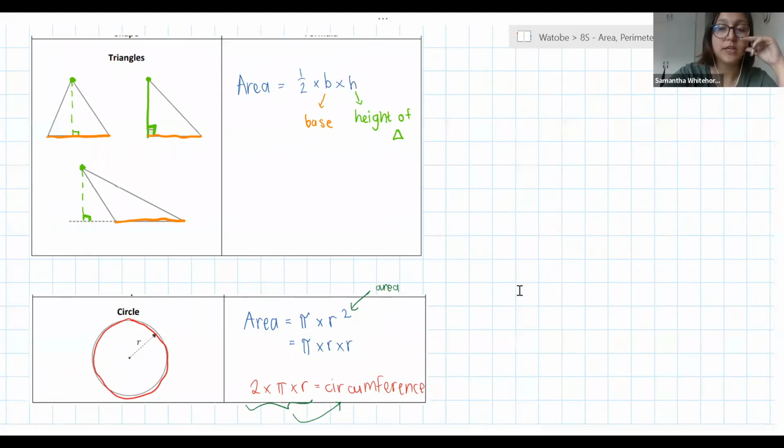Okay, so guys, very good question. Just because there's 2 r's there, I'm multiplying the 2 r's. So it ends up as r squared.